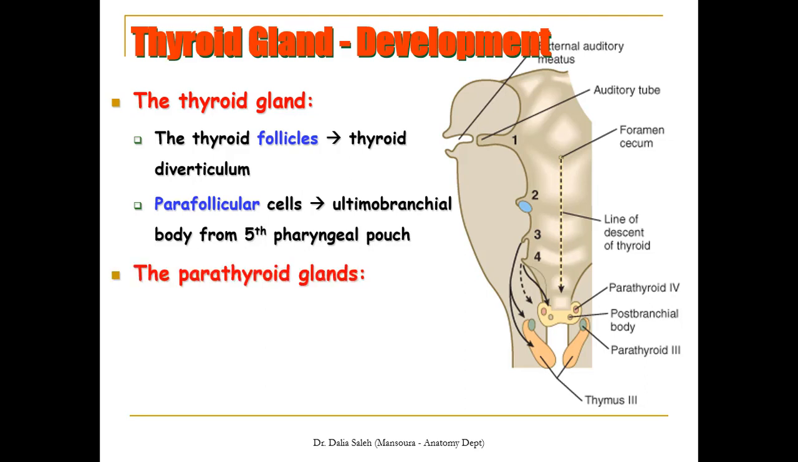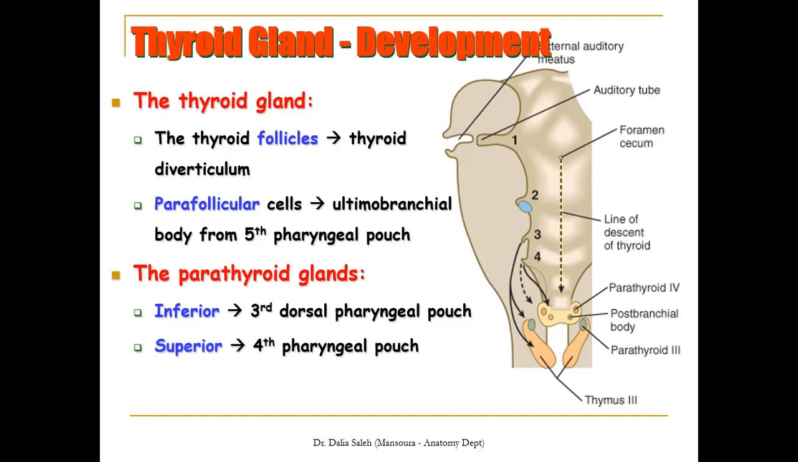While the parathyroid glands, the inferior ones develop from the endodermal lining of the third dorsal pharyngeal pouch, while the superior ones are derived from the fourth pharyngeal pouch. And then the parathyroid glands will migrate downward till their final destination.